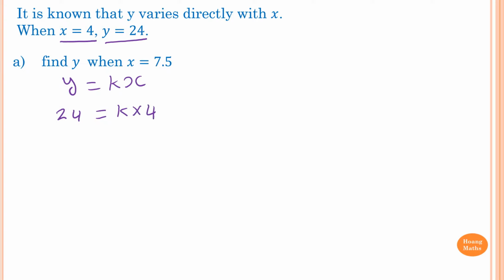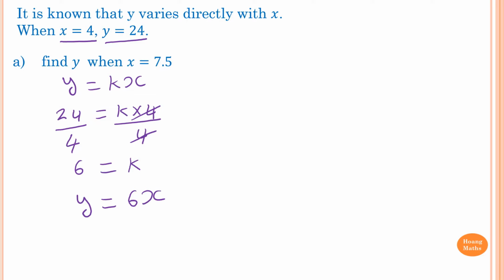So to find k, we divide this by 4 to get rid of the 4. So you divide by 4 as well. So this cancels out. So 24 divided by 4 is 6. So this means that k is equal to 6. Now we substitute k back into this equation here. So that is y is equal to 6 times x, so 6x.